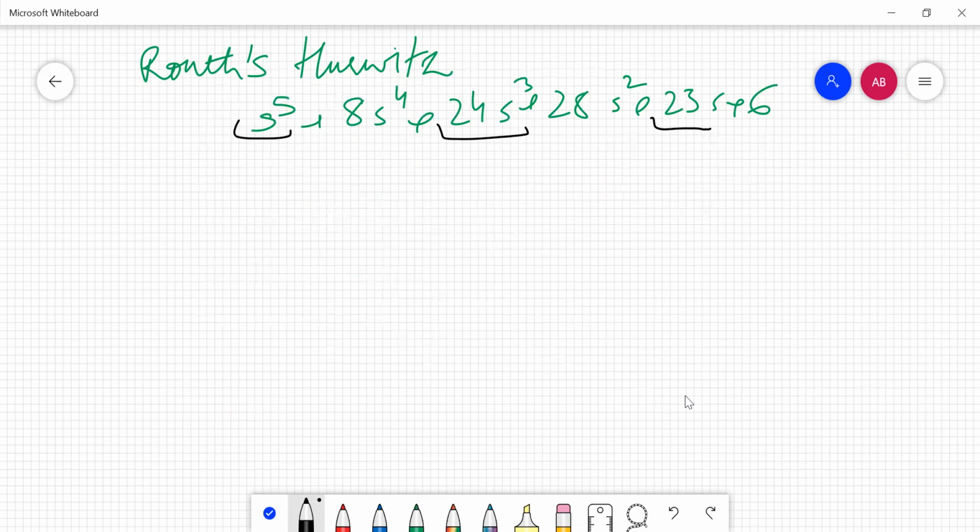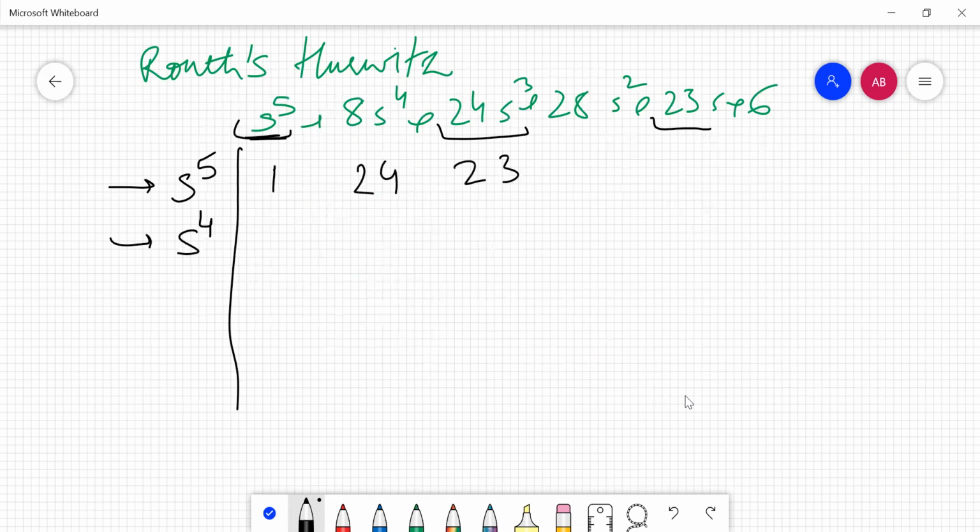Using Routh's criteria, what you need to do is write s^5, the highest power, and then the next highest power. If you just see, one will be odd and one will be even. Now you have to write the coefficients: for s^5 the coefficient is 1, next s^3 is 24, and next is 23. Similarly, here you need to write down the coefficients of all the even terms. So first is 8, then 28, and the last one is 6.